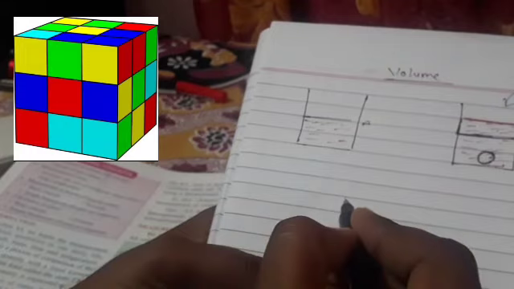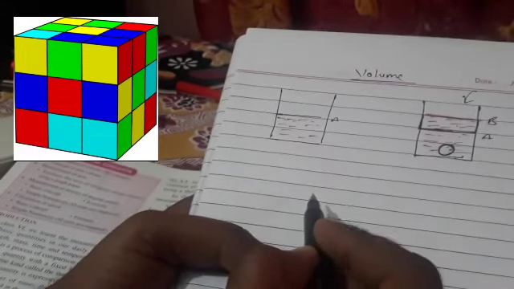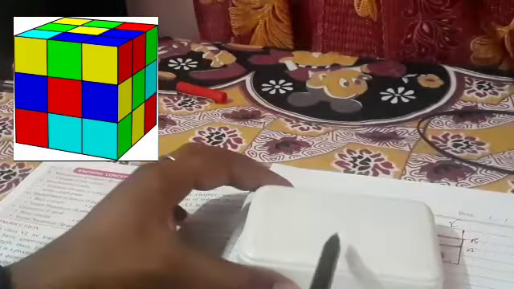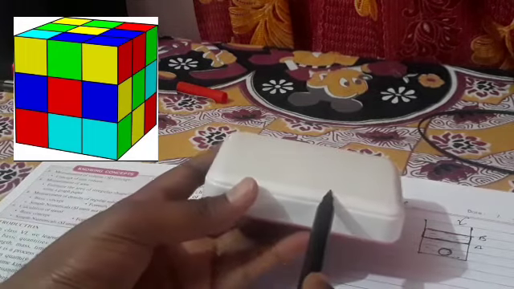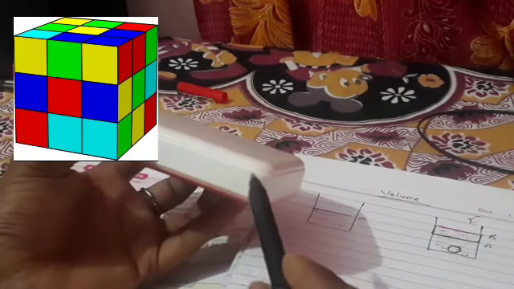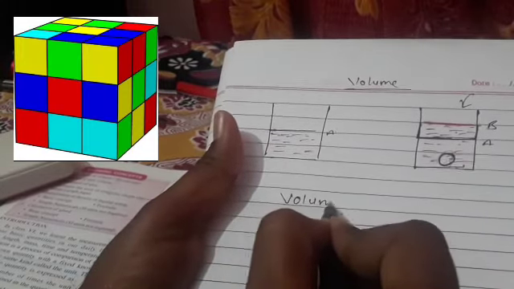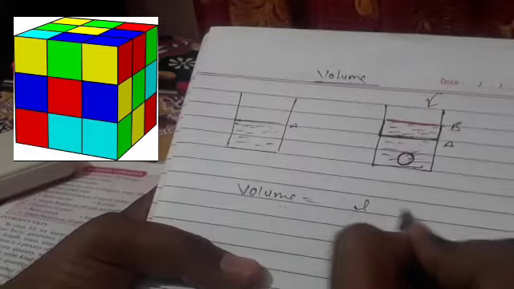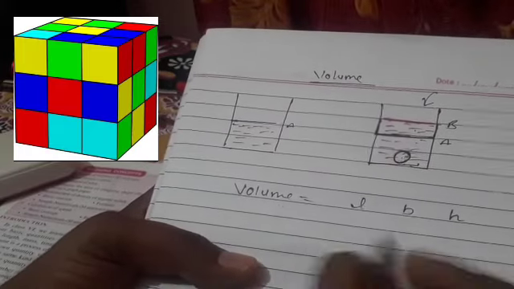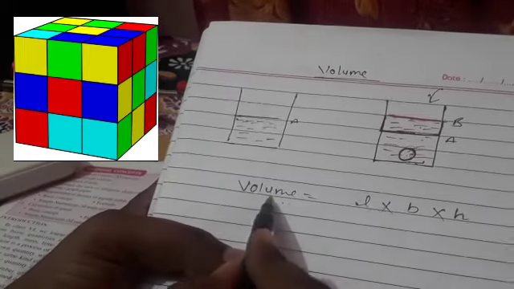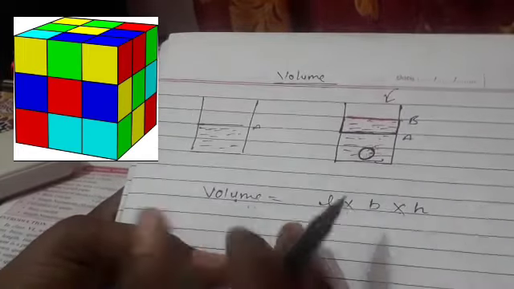If I am talking about volume, volume is always for three-dimensional bodies. Like I gave you the example of this box. If I am talking about this box, it has a length, it has a breadth, and there is a height. So if you want to calculate volume, then you need length, breadth and height, and you multiply all these, then you can easily get the volume. This is the formula of volume, you already know.